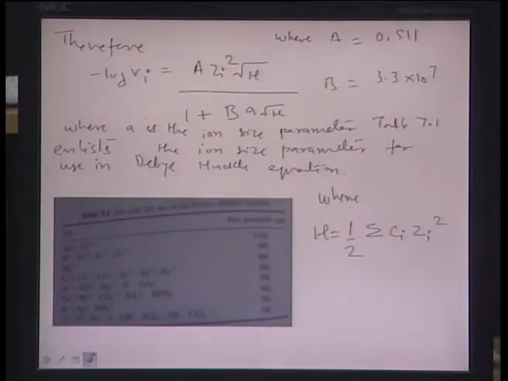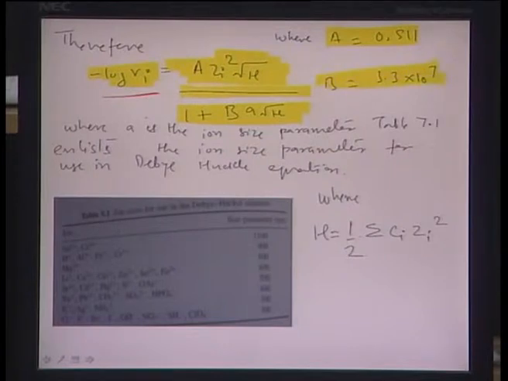Therefore, the whole equation can really be written in terms of minus log gamma I, as you are seeing here, equals A times Zi square, Zi being the positive or the negative charge, divided by 1 plus B A root of mu, where A is calculated to be 0.511, B is calculated to be 3.3 times 10 to the power 7, by assuming STP, standard temperature and pressure, and the various parametric values for N, Avogadro number, epsilon, electronic charge, and so on and so forth.